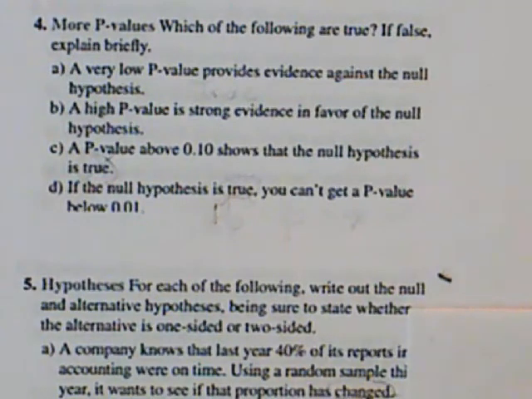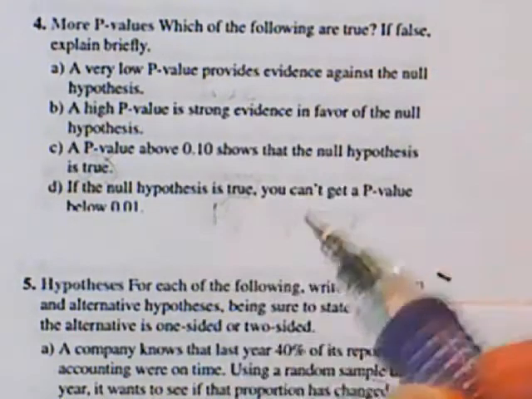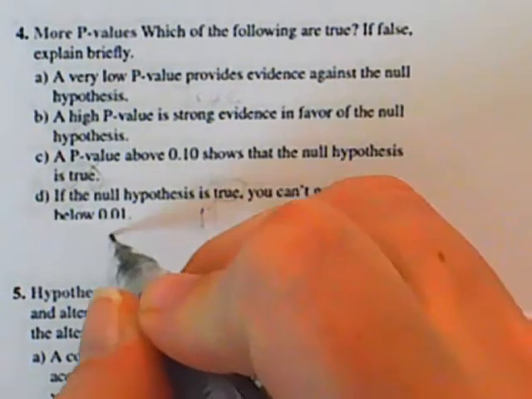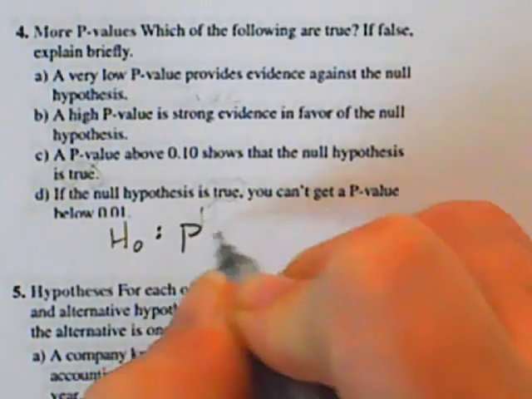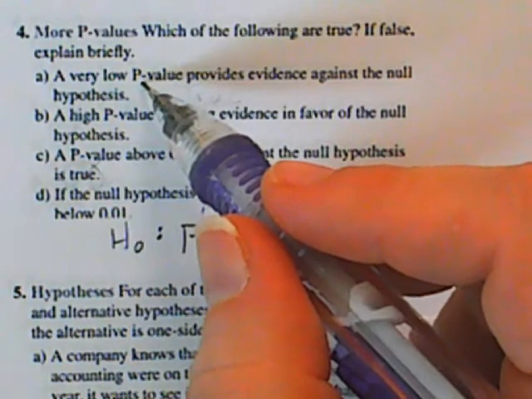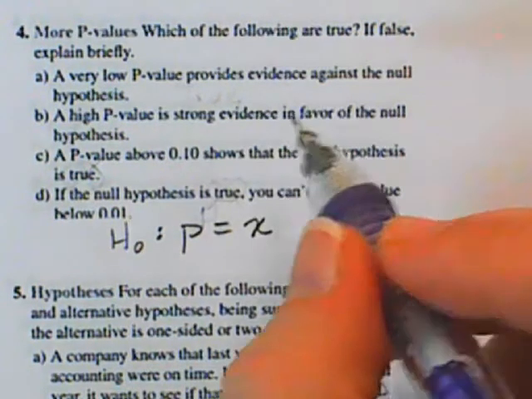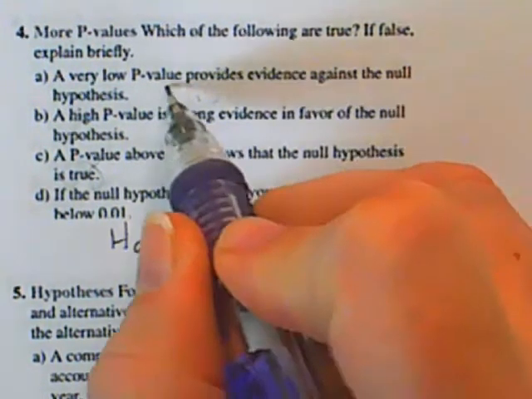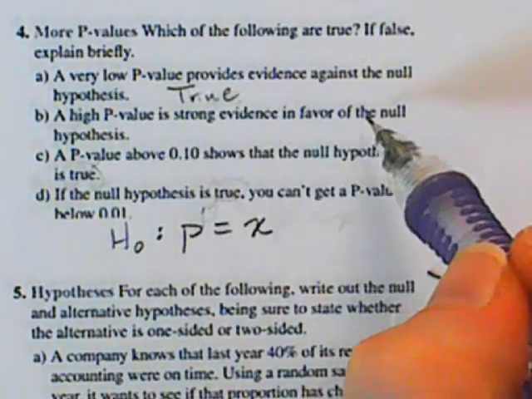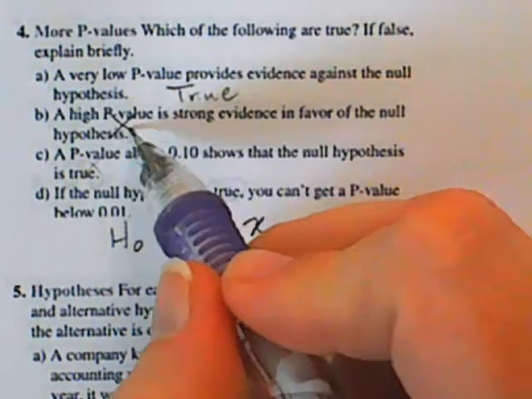For number 4, a very low p-value provides evidence against the null hypothesis. Well, it would help us to know what the null hypothesis is. So we're going to state that our null hypothesis is that some proportion is equal to some value. If I have a low p-value, I say it's so small and I reject the null hypothesis. I have evidence against the null hypothesis. This is true. A high p-value is strong evidence in favor of the null hypothesis. Well, that's antithetical to part A, so absolutely not.